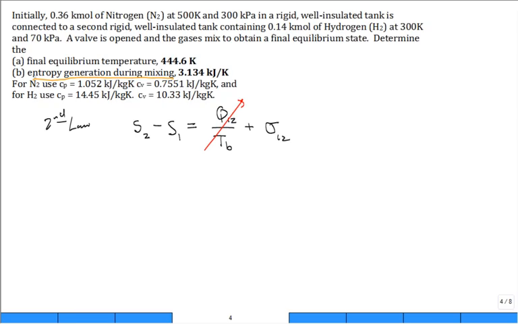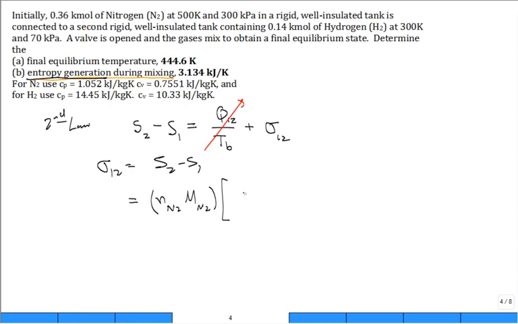What are they asking us to calculate? Entropy generation. How would we calculate it? By calculating the S2 minus S1. So our answer, sigma 1 to 2, is equal to S2 minus S1. I'm going to first consider the nitrogen part and then the hydrogen part. So let's do the mass, which is the number of moles of the nitrogen times the molar mass of the nitrogen. That's my mass of the nitrogen.